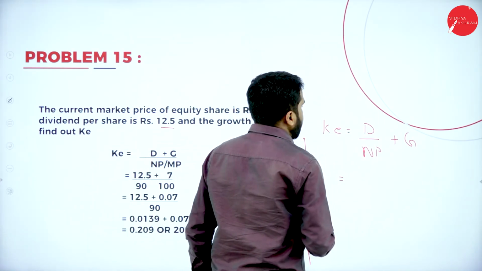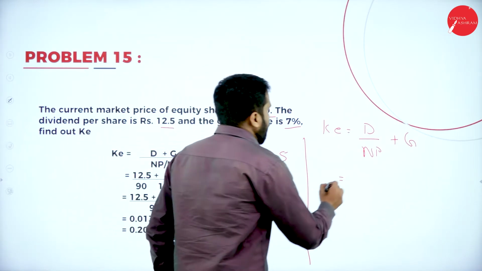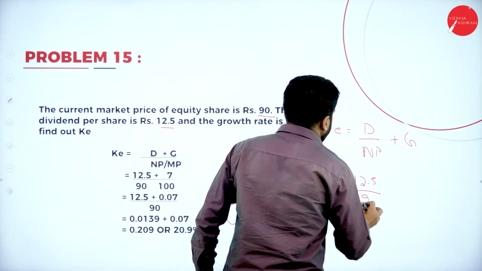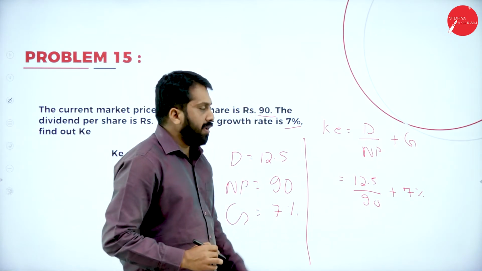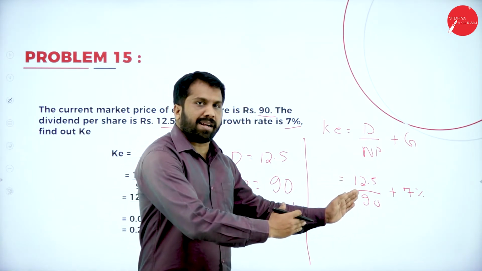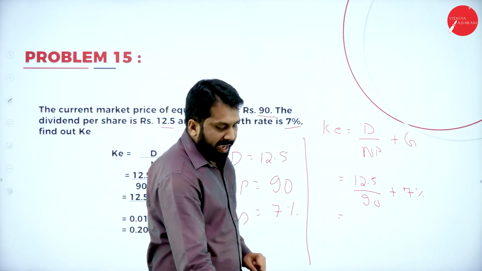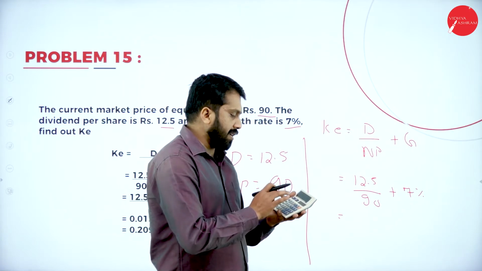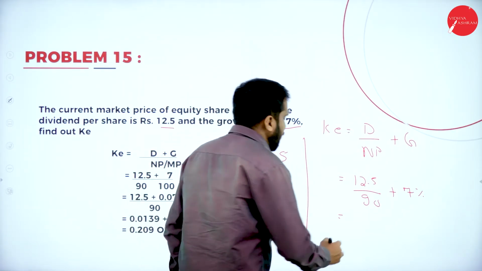This is your formula. Now, as per this, what happens? What is your dividend here? Your dividend is as per this 12.5 divided by 90 plus 7%. Now, 7% you keep it aside, only calculate this. 12.5 divided by 90 into 100. I got 13.9%.